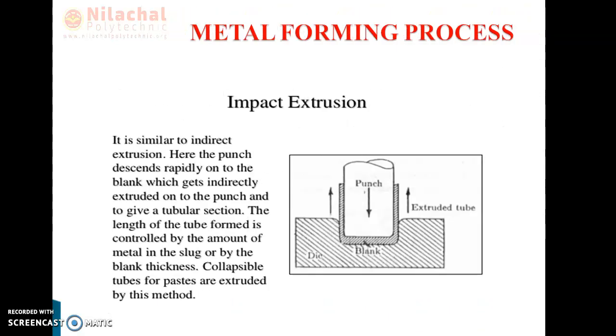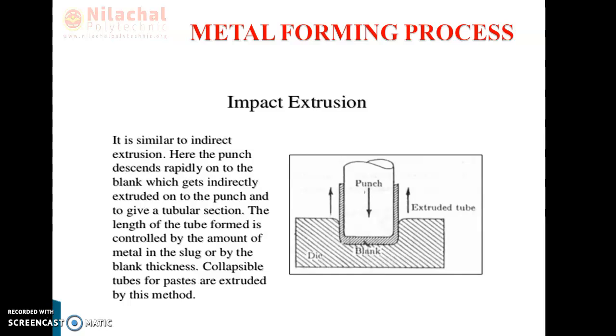Now you can see in this slide, you have a punch and a die. First of all, the slug is put on the top of the die, and the punch suddenly strikes it, so as to force out the slug into shape. Because of this sudden force, known as impact, the name impact extrusion came.